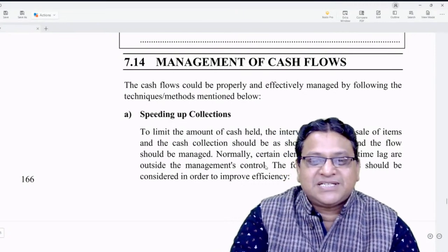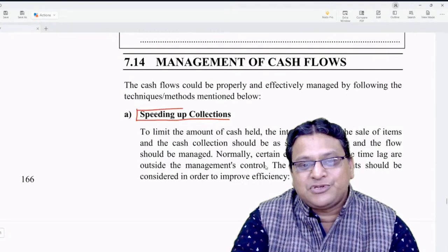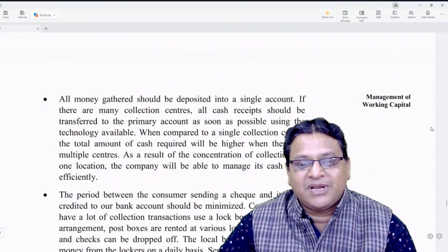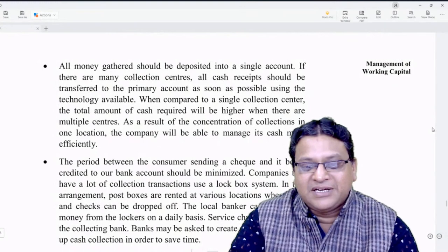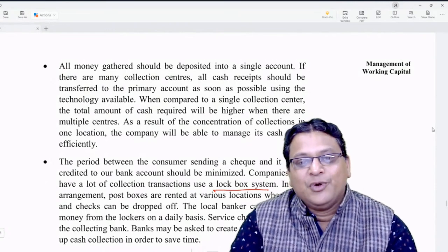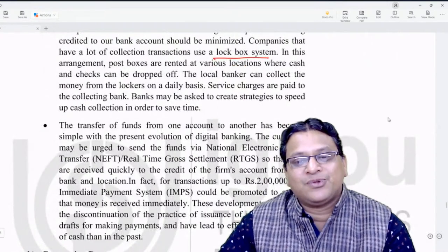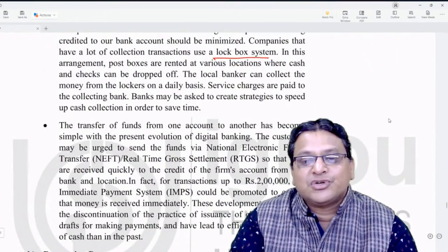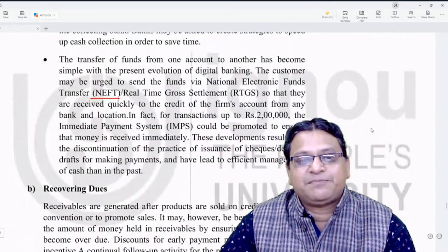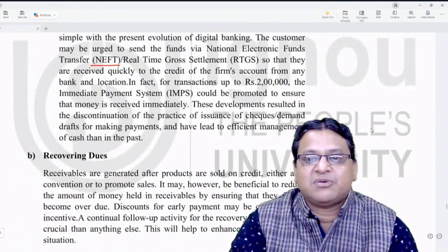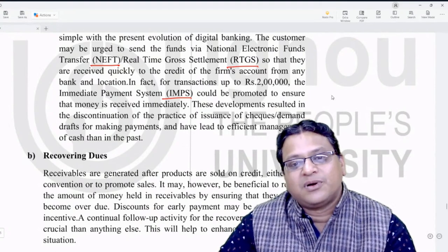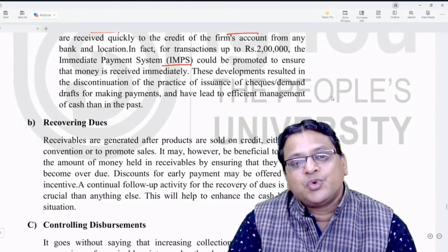In this case, first we have to speed up the collections. Speeding up should be done with the help of different techniques. How can we speed up the collection? Traditionally, we introduce the lockbox system to speed up the cash. Nowadays, we must adopt new technology for quick transfer of funds from customers, like the NEFT system, which means National Electronic Fund Transfer, or the RTGS system, or the IMPS system, so that money is quickly transferred from the customer's account to the business account.